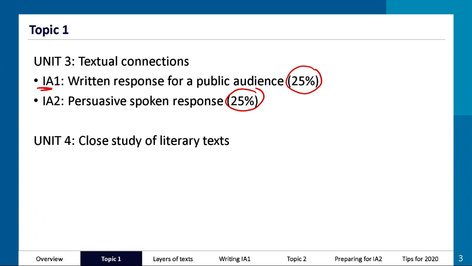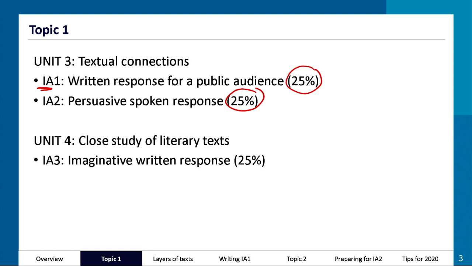Then in Unit 4, you start your close study of literary texts. So even though you're analysing texts all throughout your Year 12 studies, this is where you start really delving into texts in detail and talking about their structural features, literary devices, using a lot of meta language.